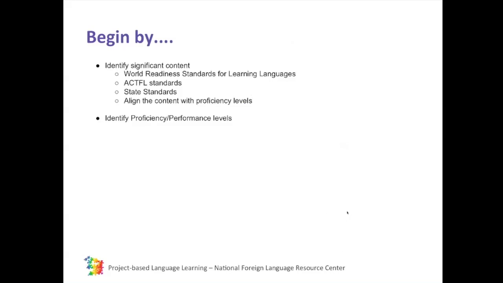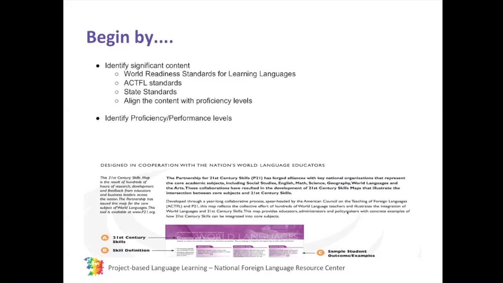So we want to think about authentic products, but then we want to begin by identifying the significant content that your students need to learn. This comes from the World Readiness Standards for Learning Languages, the ACTFL standards, and your state standards. You want to align it with proficiency levels and think about what your curriculum is. Then you're going to identify the proficiency or performance levels, again making sure our products are authentic.